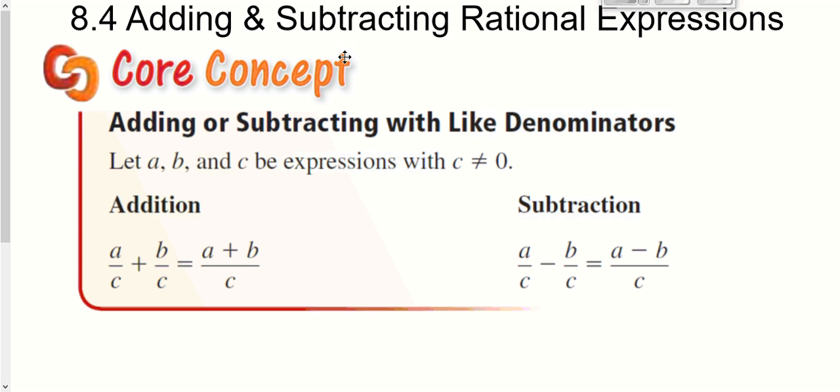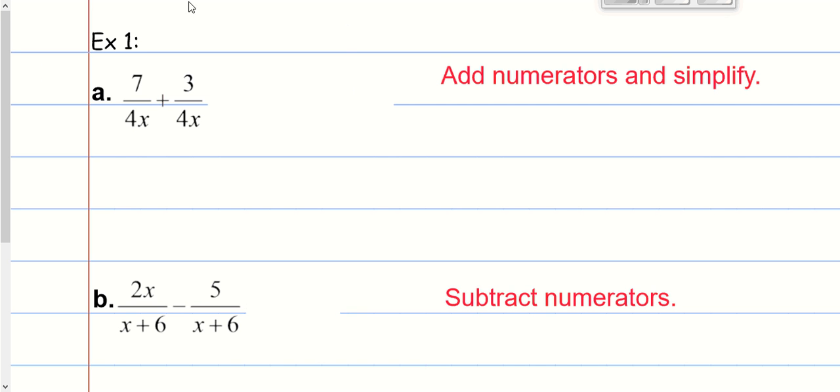8.4, adding and subtracting rational expressions. So if we are adding and subtracting rational expressions, make sure they have like denominators. If the denominators are already alike, then you can simply add the numerators if it says add, or you can subtract the numerators if it says to subtract. So let's try that with a couple.